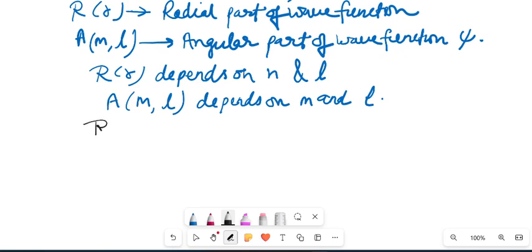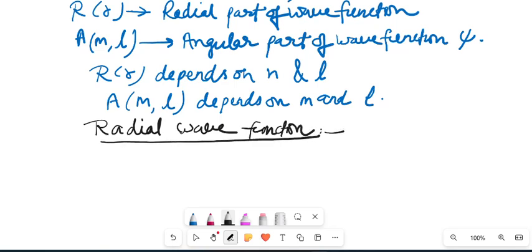Now we will see the radial wave function. We will discuss the radial wave function in detail. R is a function, the radial wave function, and it has no physical meaning as such. But if we take the square of that, R square, it denotes the probability of finding an electron in a small volume dV near the point at which R is considered.